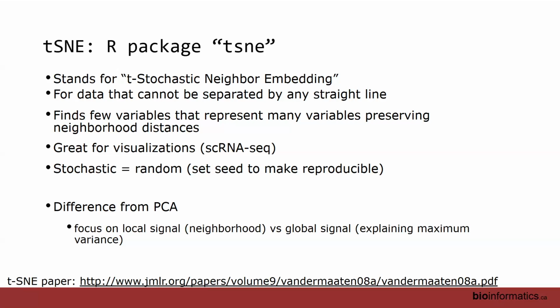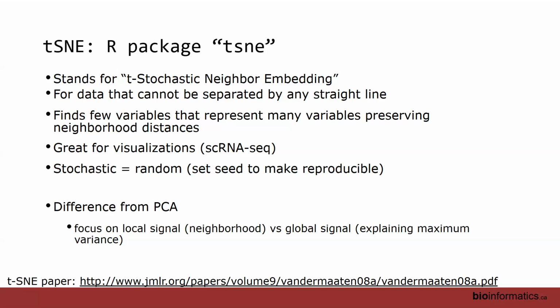And one of the common ones is called TSNE, which I think was developed at U of T. And it stands for t-distributed stochastic neighbor embedding. And essentially, it's a nonlinear method and is developed for data sets that cannot be separated using a straight line.